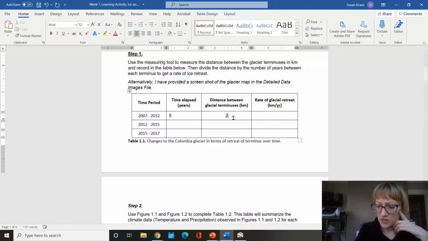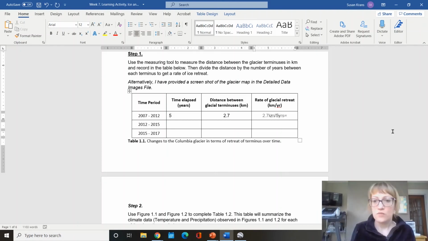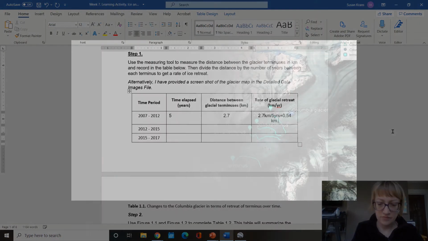I'll put 2.7 in here because it was 2.66, so I'll round up. And so my rate of glacial retreat is just the distance that's changed over the time. So 2.7 divided by 5, which means I get a rate of ice loss of 0.54 kilometers per year.